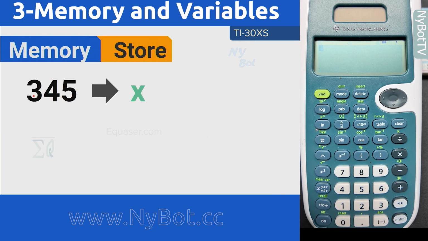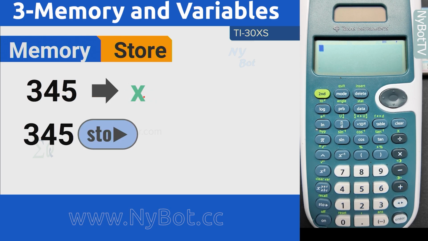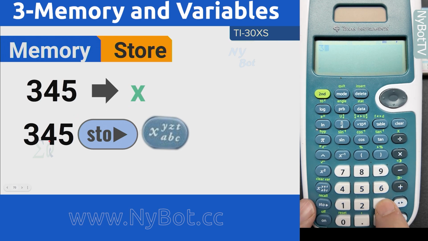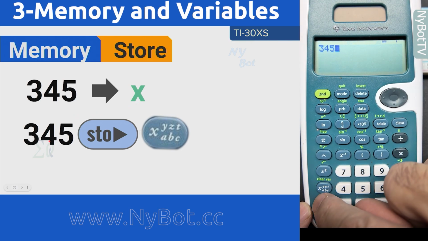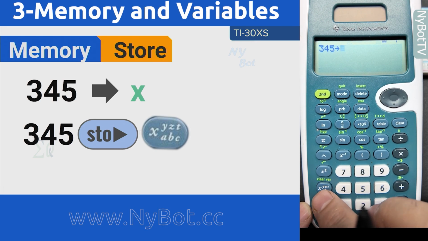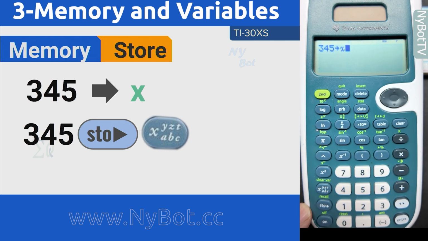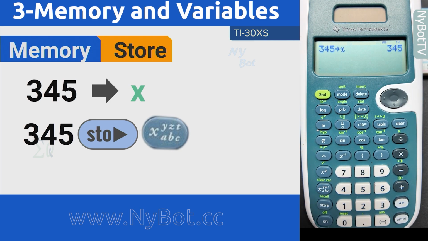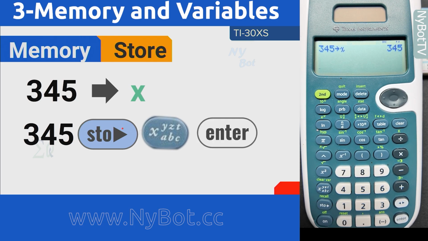Let's see now if we want to store 345 in variable memory X. So we do 345 and then the store button here at the bottom, and then this button has X, Y, and Z. If you press it multiple times, you get different values. I'm pressing once and it's X, and press enter. So this has been stored now.